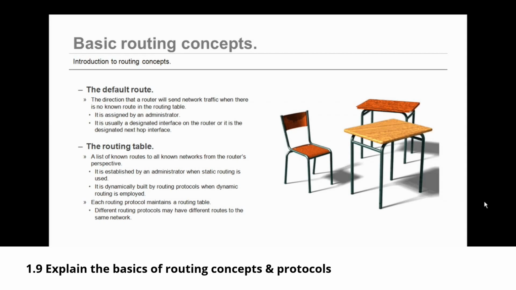Then there is the routing table. The routing table is a list of known routes to all known networks from the router's perspective. It is established by an administrator when static routing is used. It is dynamically built by routing protocols when dynamic routing is employed. Each routing protocol maintains its own routing table. Different routing protocols may have different routes to the same network.